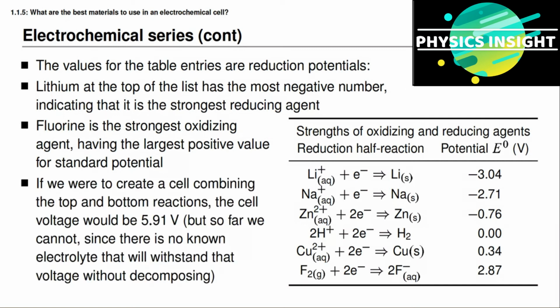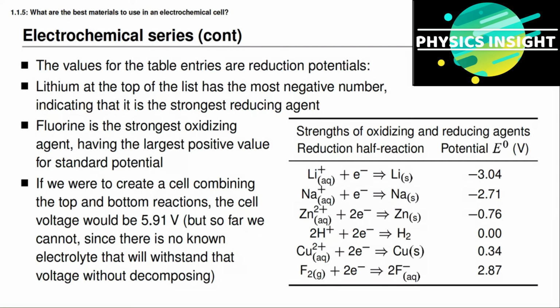So if we were to construct a battery cell where the negative electrode were lithium and the positive electrode was fluorine, we would be combining the half reaction from the top row for the negative electrode and the half reaction from the bottom row for the positive electrode. And the cell nominal voltage then would be equal to the reduction potential of the positive electrode minus the reduction potential of the negative electrode. So in this example, the cell voltage would be 3.87 volts minus negative 3.04 volts, which gives us 5.91 volts.